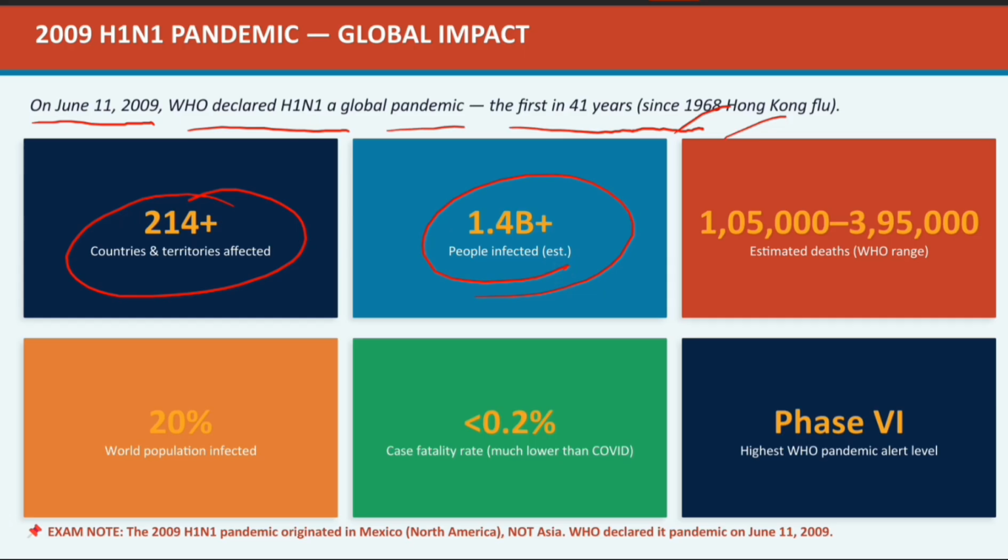WHO estimates that between 1,05,000 to 3,95,000 people died from this virus, and approximately 20% of the world's population was infected. The case fatality rate, that means the percentage of infected people who died, is less than 0.2%. That is actually much lower than COVID-19. And this is phase 6, that means the highest pandemic alert level.